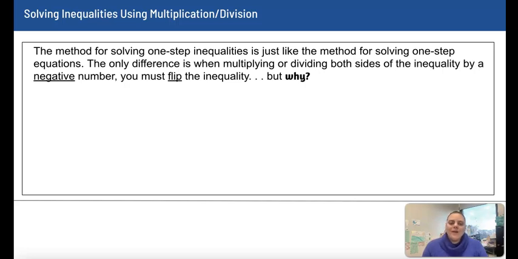But you might ask why. Why do I need to flip the inequality? I didn't have to do that for equations. Well, let's take a look at the relationship. If negative x is less than 0, then what does x have to be?